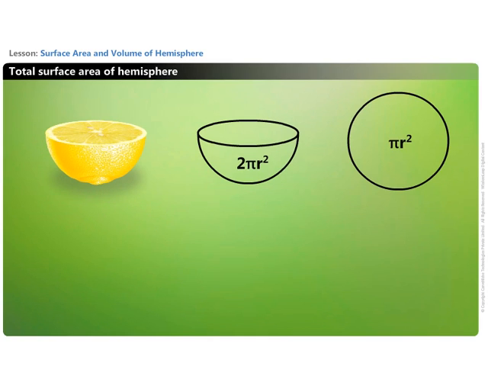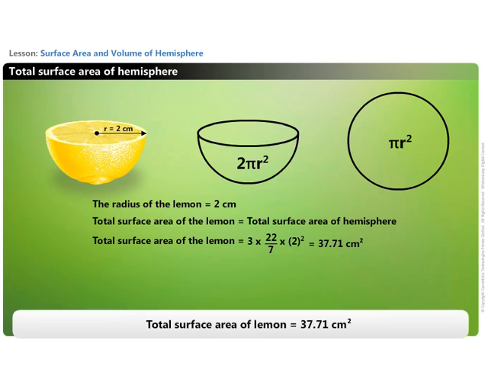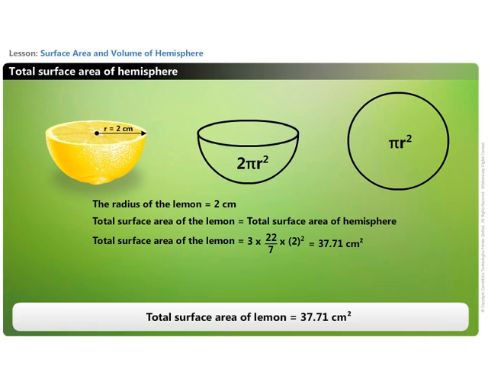How would you find the total surface area of lemon? For a lemon of 2 cm radius, the total surface area of the lemon is equal to total surface area of hemisphere. Recall, total surface area of hemisphere is equal to 3 pi r square. Substituting the known values and simplifying, we get total surface area of the lemon is equal to 37.71 centimeters square. Total surface area of the lemon is equal to 37.71 centimeters square.